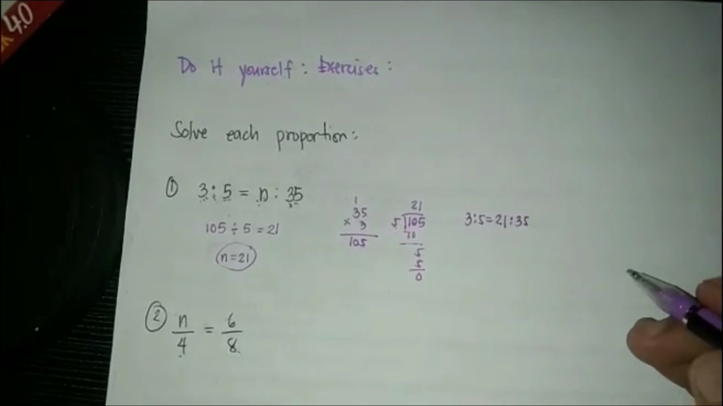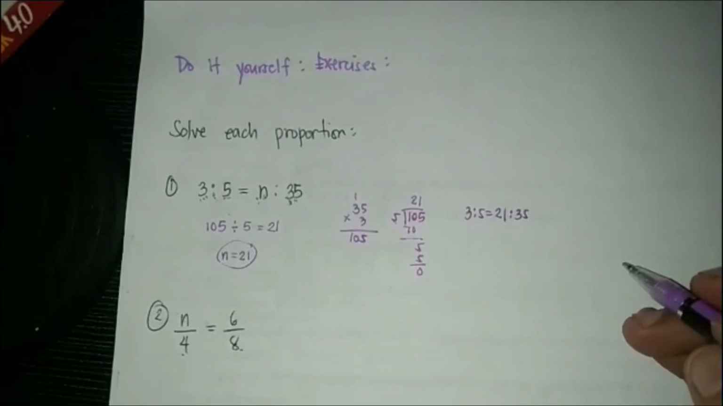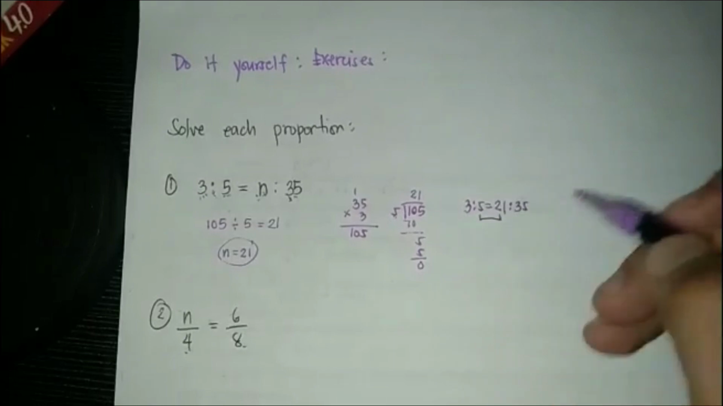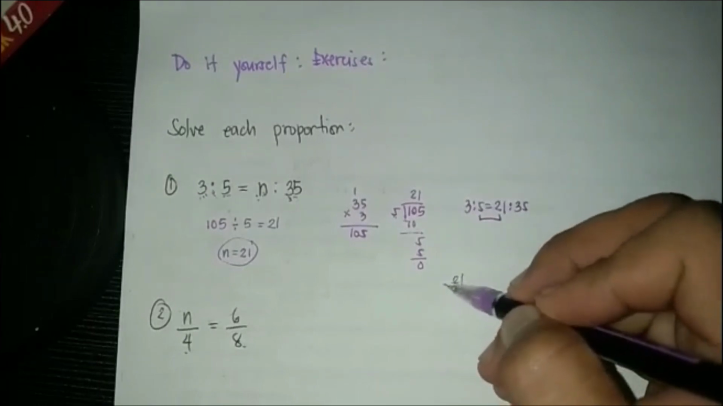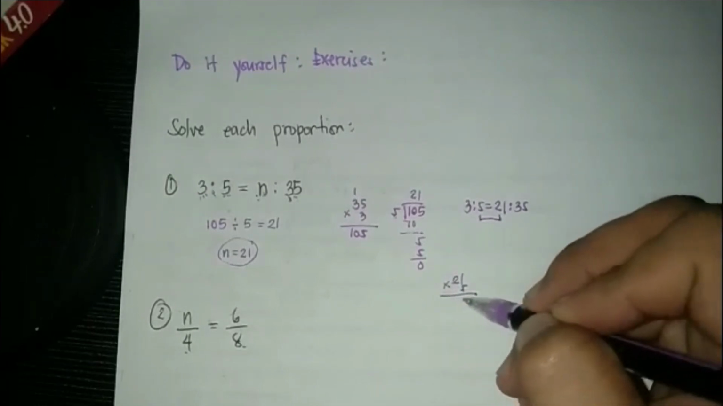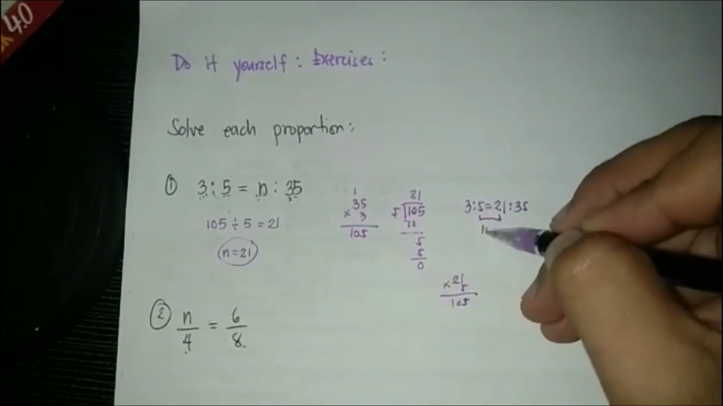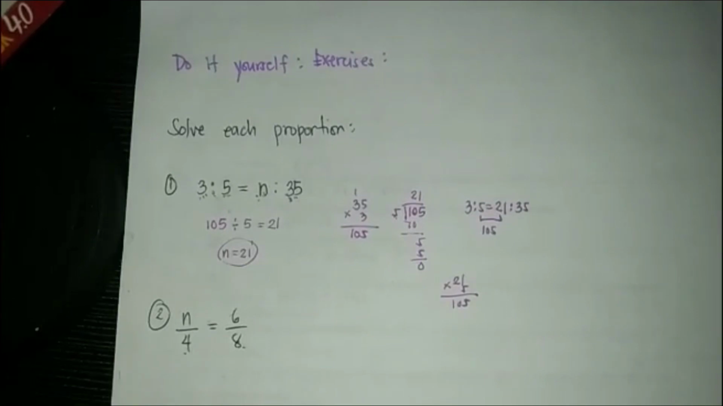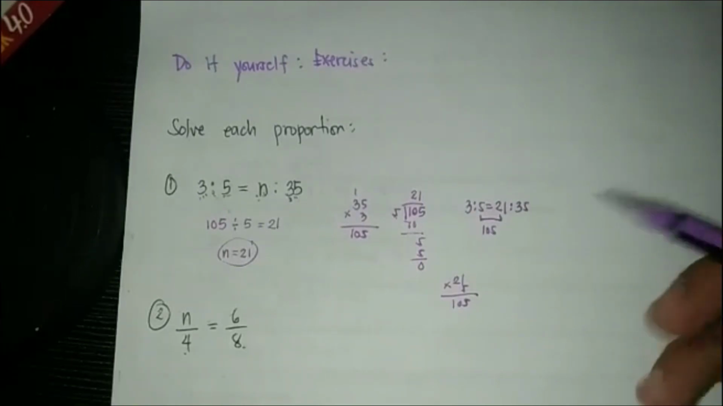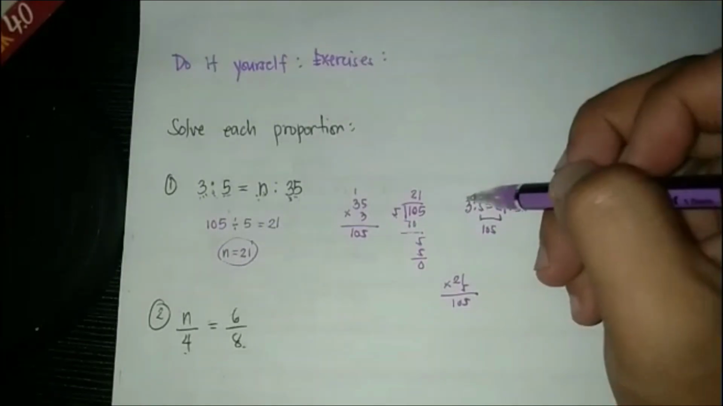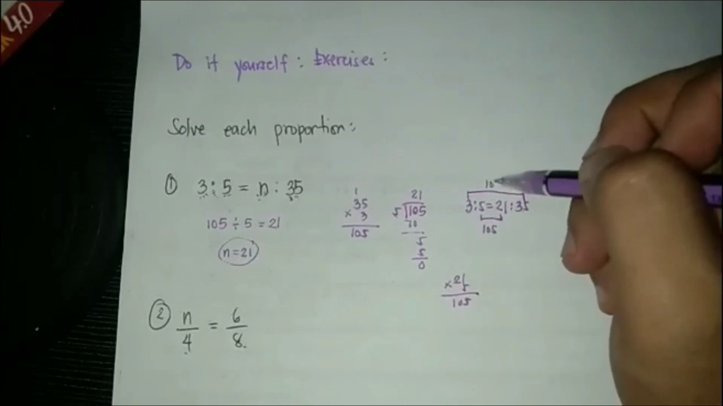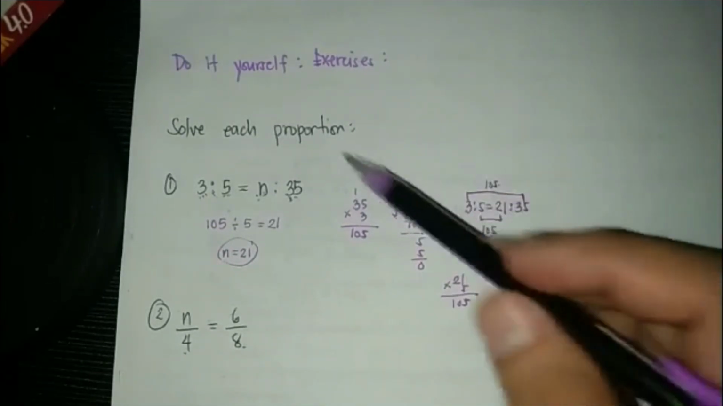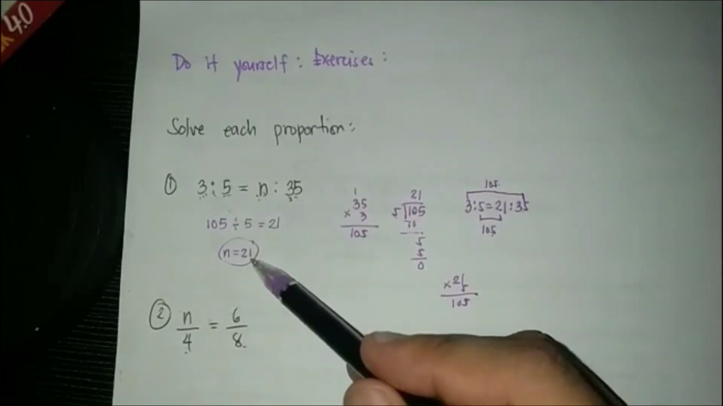Okay, then take note that the product of the means must be equal to the product of the extremes. So, multiply natin yung 5 tsaka 21. 21 times 5, yung sagot po natin dyan, 105. Okay, so yung 3 times 35 naman natin, nakuha na natin yung kanina, 105. So, yung means 105, yung extremes 105, so therefore they are proportion. So n is equal to 21, correct.